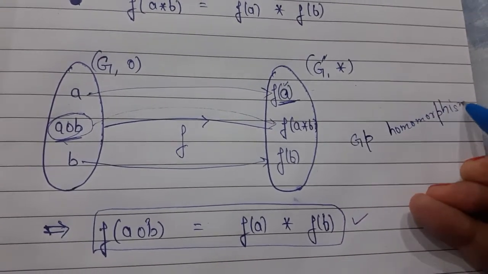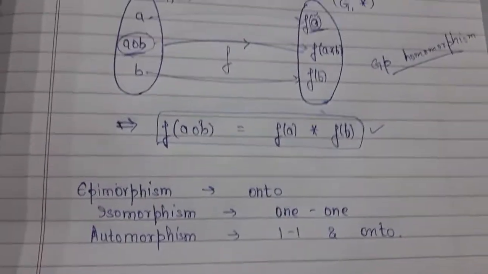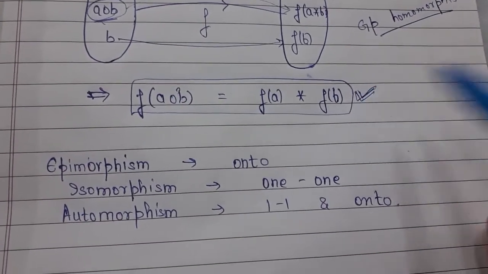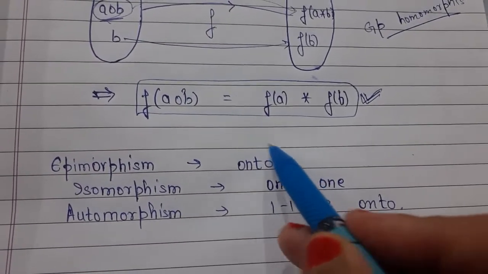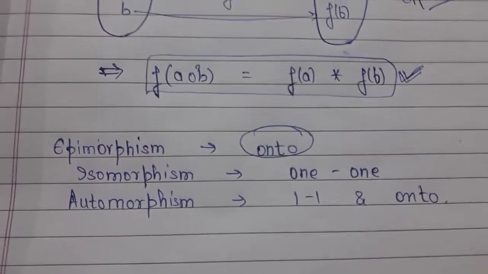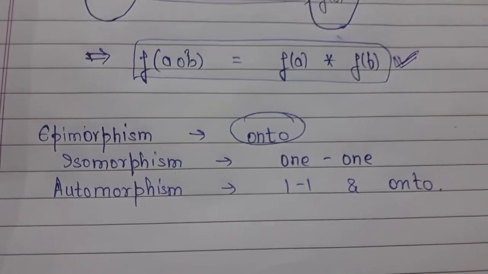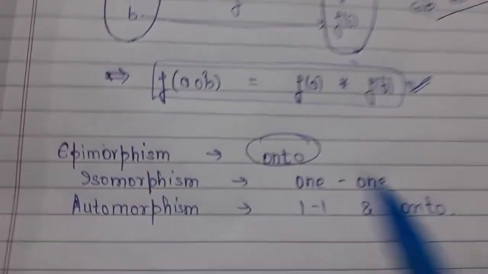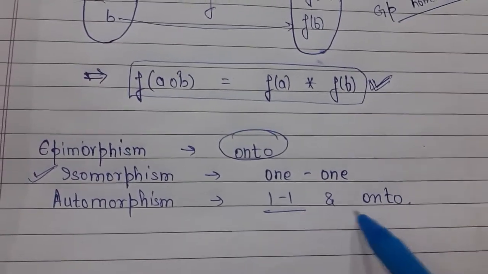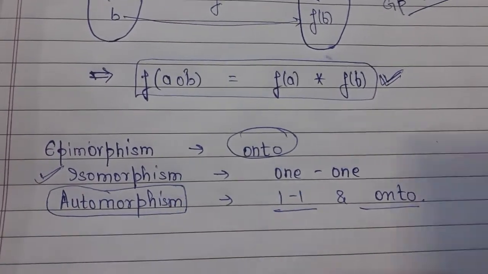Fine. So there are three important things in group homomorphism that we should know. If this homomorphism, other than this property, is satisfying to be an onto function, it is considered as epimorphism, and if this is a 1-1 function, then we will say monomorphism, and if it is 1-1 and onto, both 1-1 and onto, then this homomorphism is known as an automorphism.